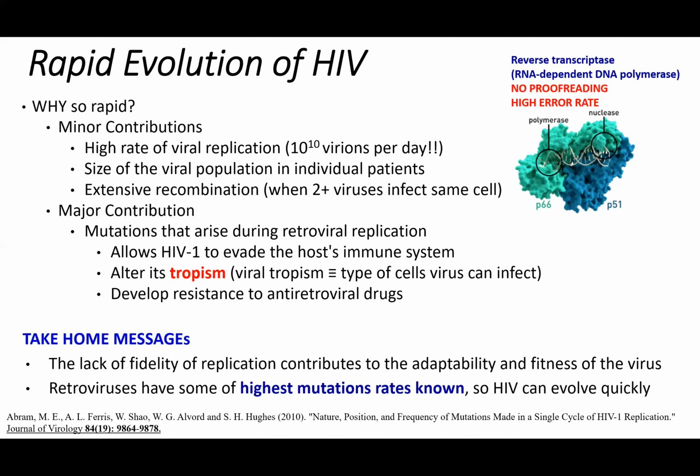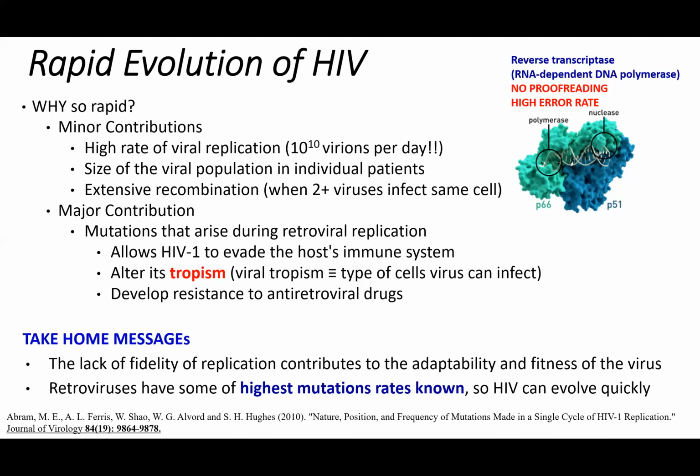But the major contributions to this are that essentially there are mutations that occur during retroviral replication. So as a result of this reverse transcriptase enzyme, remember it has no proofreading, thus it has a high error rate. What this does is it allows HIV-1 to evade the host immune system. It alters what's called tropism, which is basically the type of cells viruses can infect. So it allows these to infect multiple different types of cells within your immune system, and it also allows the virus to develop resistance to antiretroviral drugs.